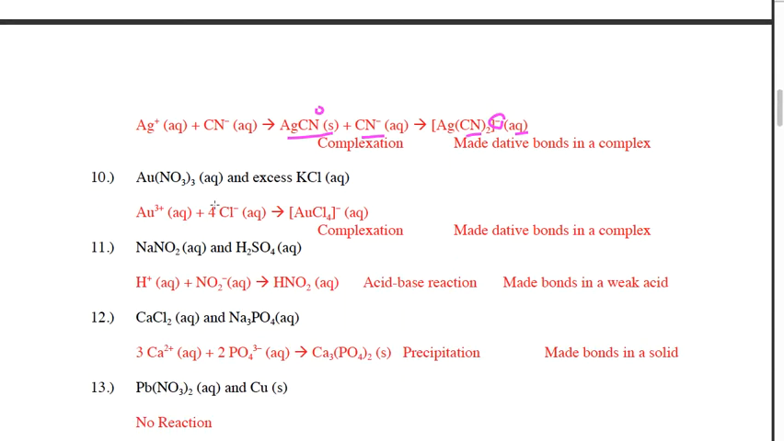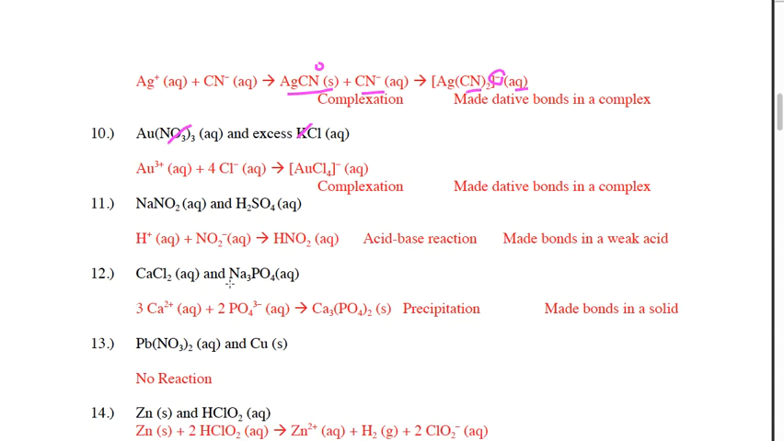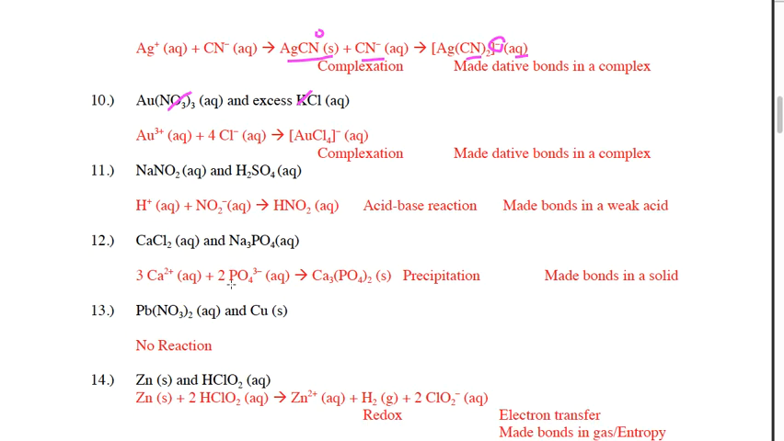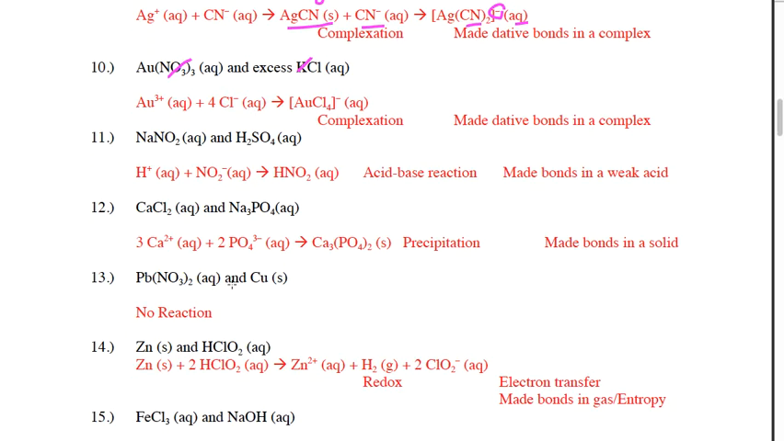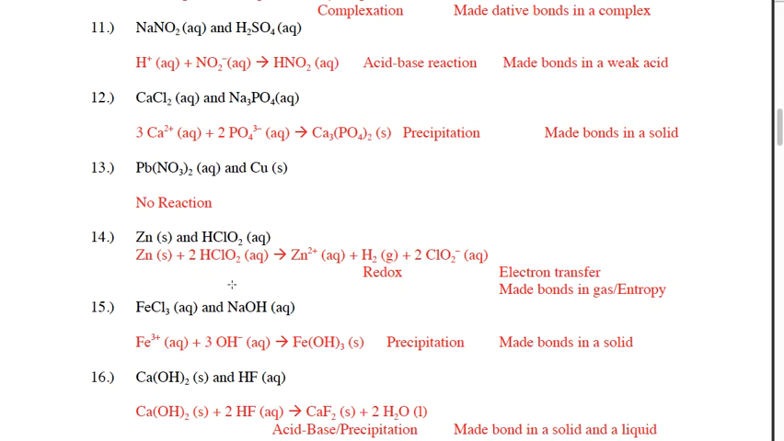Number 10 is a very similar type of thinking. The potassium and the nitrate are soluble. I get rid of those, and I recognize that as the gold chloride complexation reaction. Let's look for just a few more.